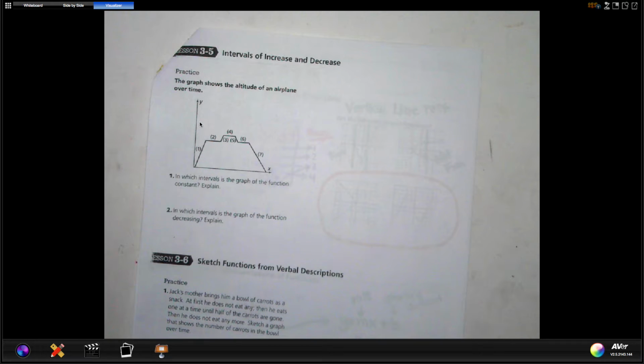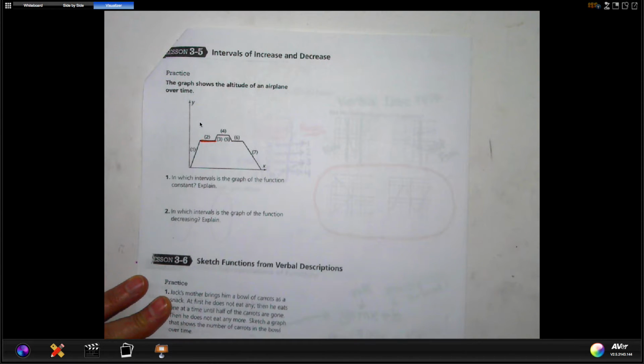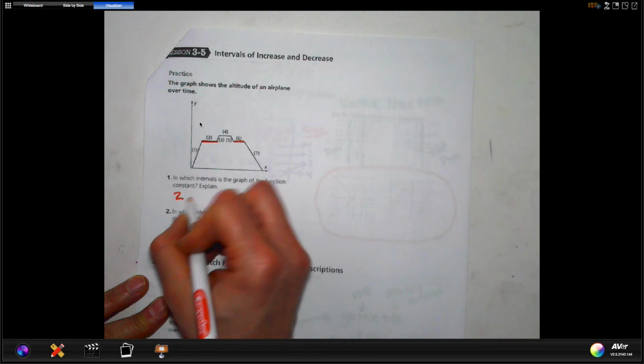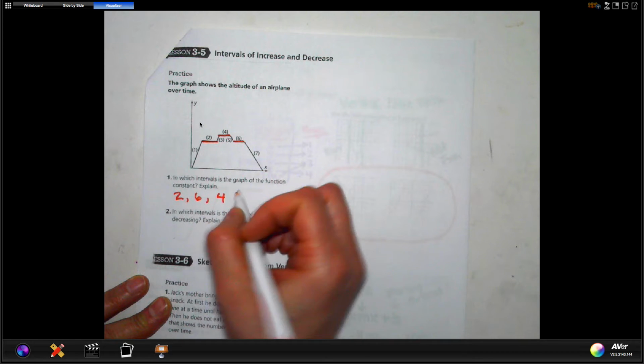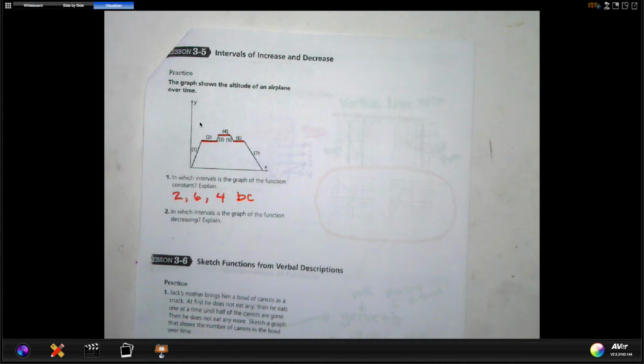Gloria, go ahead. 2, I agree with 2. 2 is constant because it's flat. And which one? And 6. There's one more. 4. And 4. Constant means that it's flat, and if we have to explain, what's our because here? How do we know that those 3 are constant? What are we looking for? They are flat.